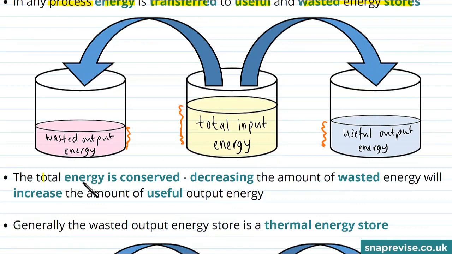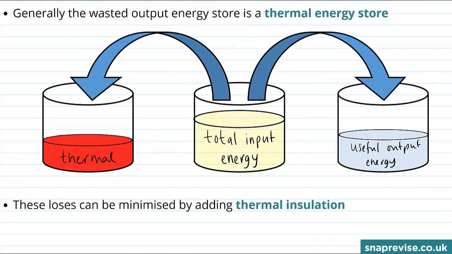Now the total energy we know is conserved, that is all of the energy we put into the process is either going to end up being useful or will go into the wasted output energy. Therefore, if we decrease the amount of wasted energy, we will increase the amount of useful output energy. That is assuming we put in the same amount of total energy.